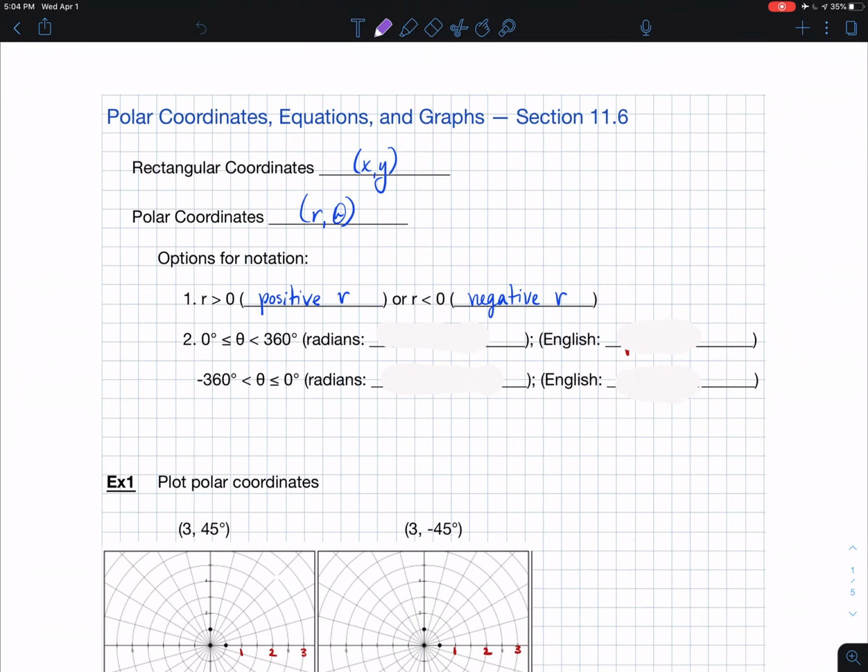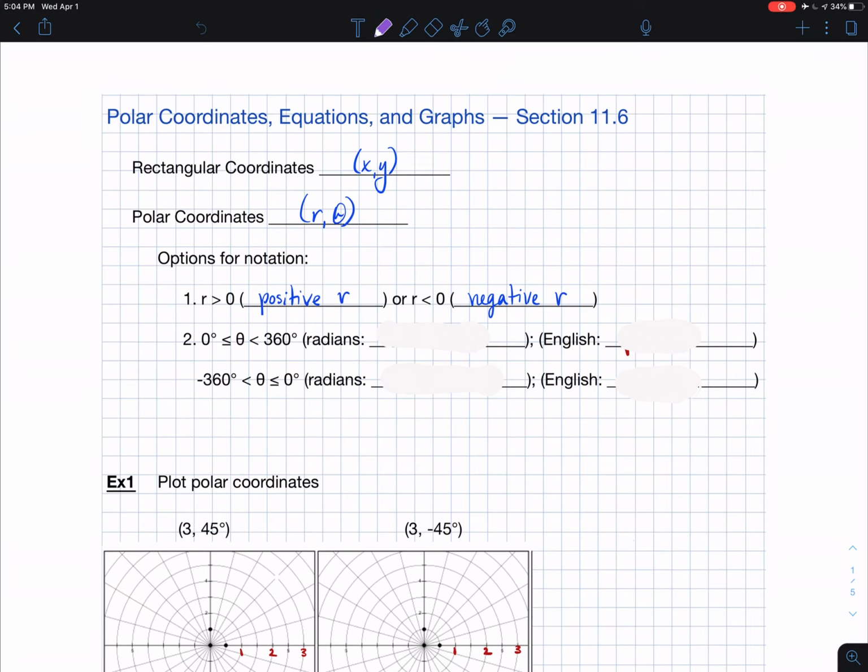Hey folks, so we are looking at section 11.6. This is the lesson video for 11.6. Make sure if you haven't filled in your notes from the notes video that you go back and rewatch the notes video first before watching this lesson video.